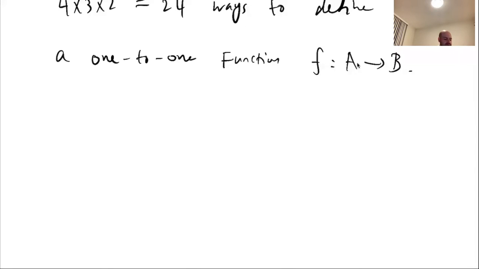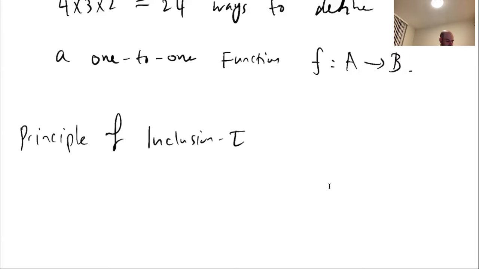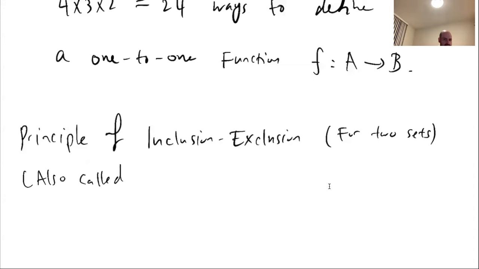Okay, the next topic is the principle of inclusion-exclusion, or your book also calls it the subtraction rule. The principle of inclusion-exclusion for two sets, also called the subtraction rule.